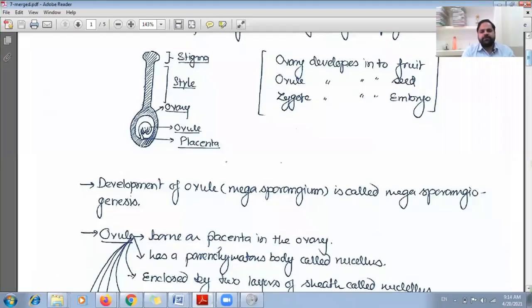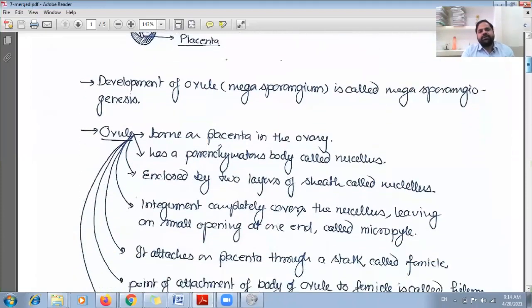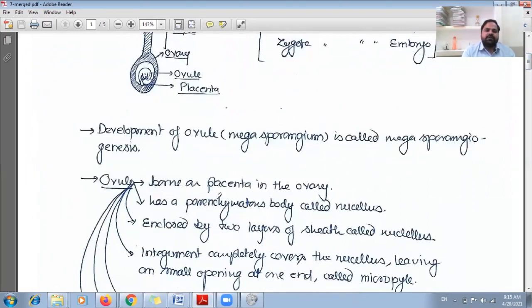Now we'll see some facts. The first point is that the development of the ovule or megasporangium is called megasporangiogenesis. Genesis, as I told you before, means formation. So the development and formation of the megasporangium is called megasporangiogenesis. And what is a megasporangium? A megasporangium is nothing but this ovule. You can see the rough structure here.